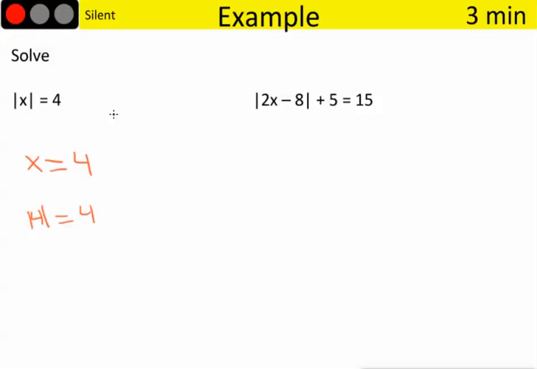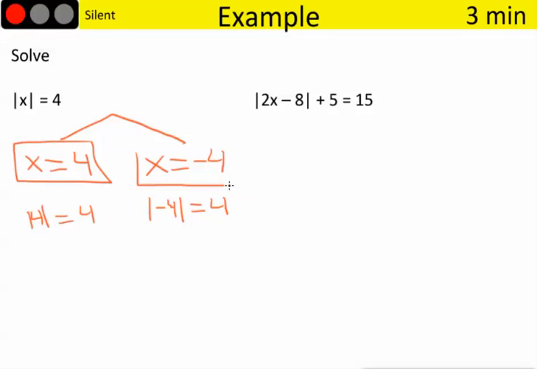But there's also another option. X could equal negative 4. Now here's why. The absolute value of negative 4 is also 4. So whenever we're solving an equation with absolute values, we're always going to end up with two different solutions. X could equal 4, or negative 4.